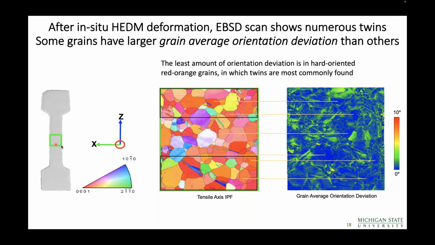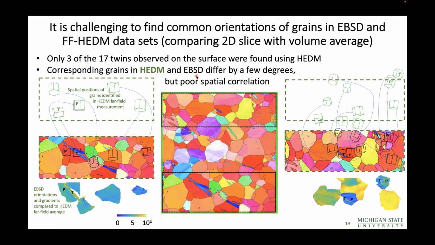After the sample was deformed, we polished one surface, and here's the EBSD map showing a number of twins that are visible. And we find that some of the grains do not have much of an orientation gradient. Some grains have a large orientation gradient, such as this one. The ones that don't have much of an orientation gradient are basically red to orange grains, which are the kinds of orientations in which twins can be found. It's challenging to find commonality between the EBSD map and this far-field HEDM data set, because we're essentially comparing a 2D slice with a volume average orientation.